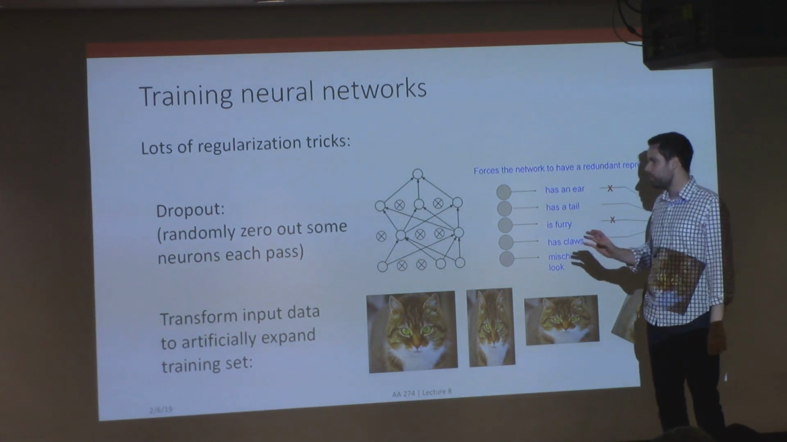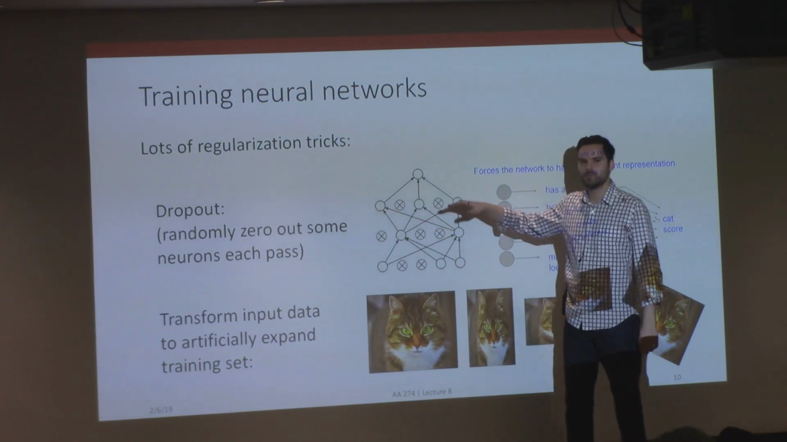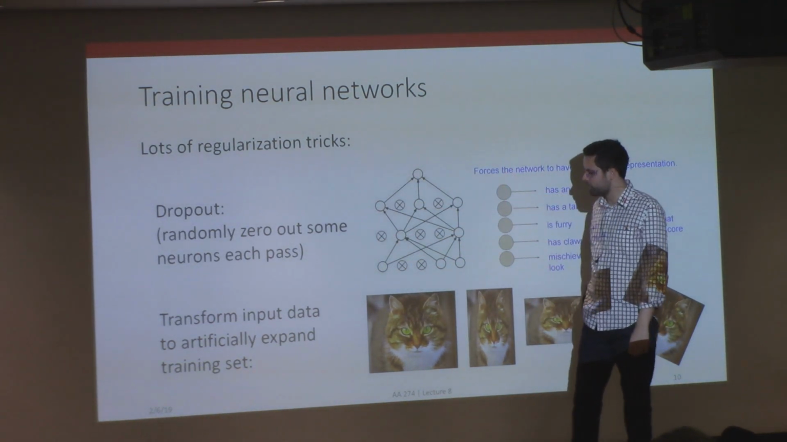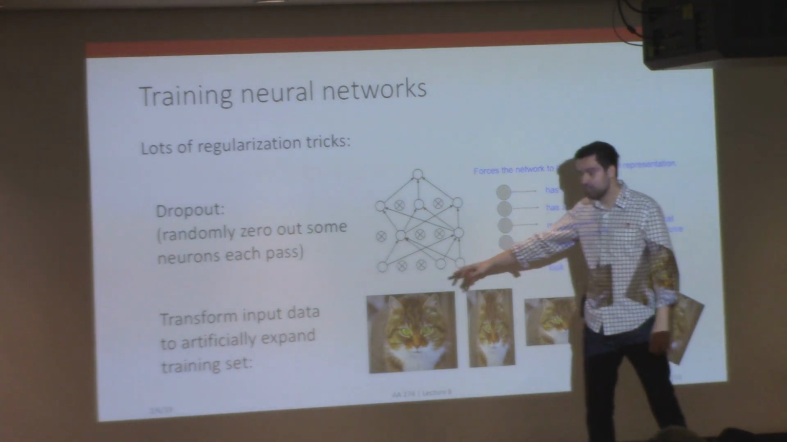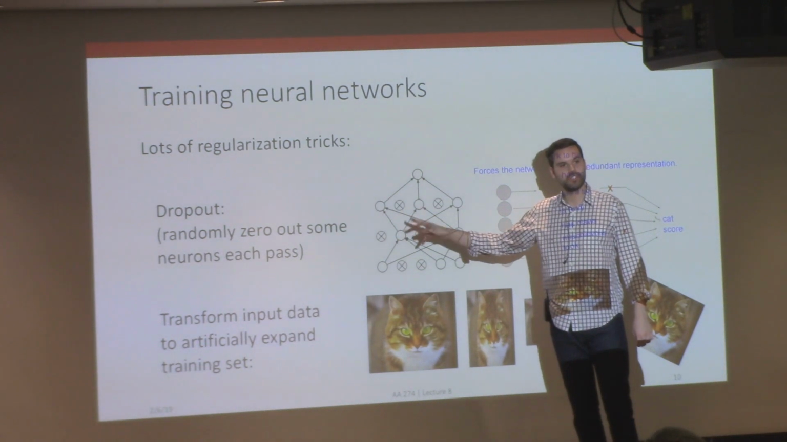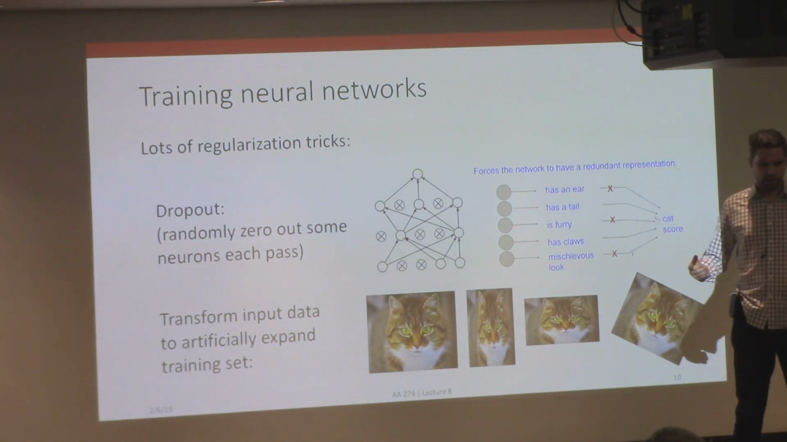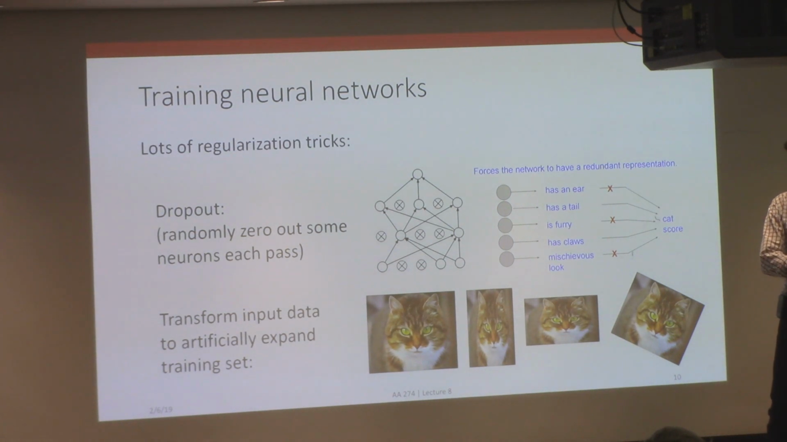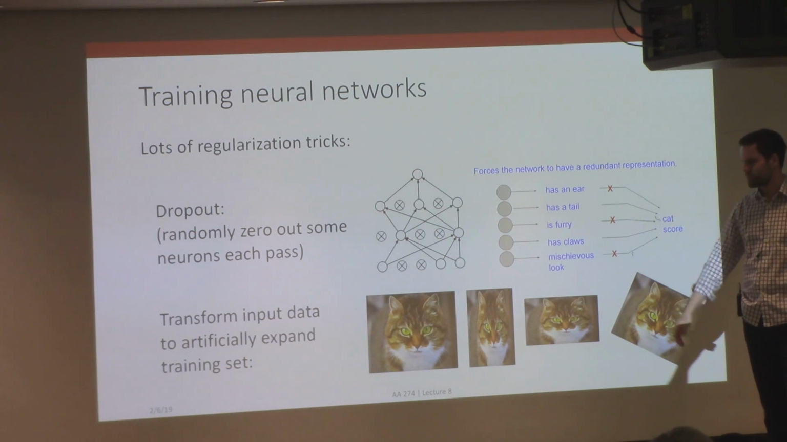So in dropout, if you remember our typical neural network architecture, we have these multiple layers and they're going to the output. What you can do is during training time, you can randomly zero out some of these internal neuron outputs. This seems a little unintuitive because you're really hampering the performance of your network by randomly zeroing out some of the neurons.